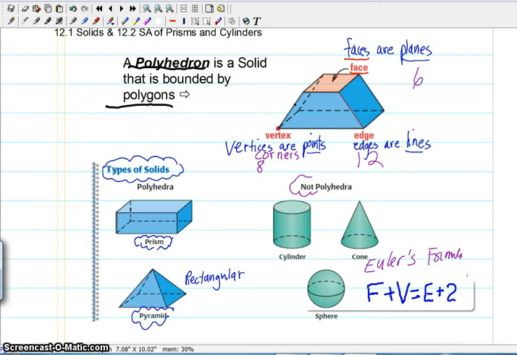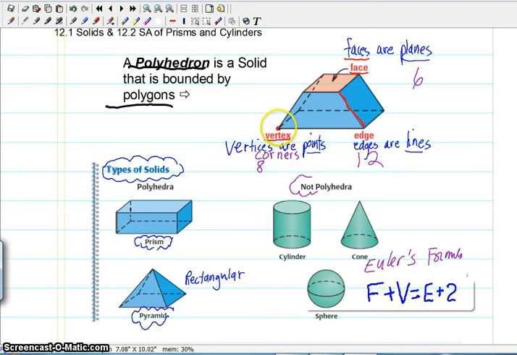Okay, so in addition, we have edges. Edges are where 2 or more of the faces intersect. So this would be an edge. Right? So the edges are lines, and if you count those up on this polyhedron, you'll find out there's actually 12 of those. And then the last is a vertex.